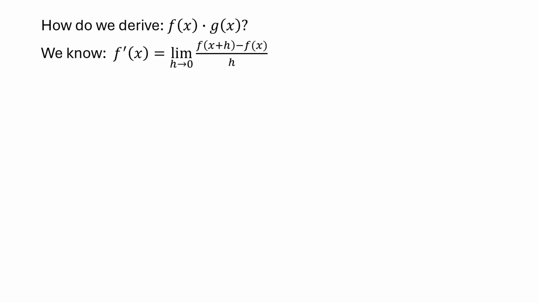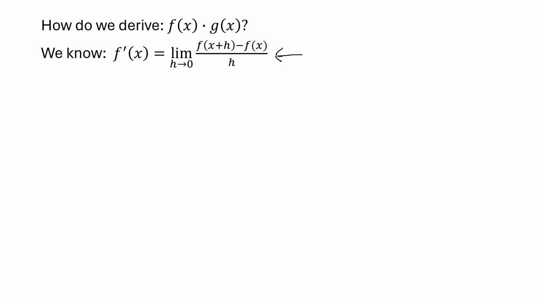Now, unfortunately, it's not as simple as you would hope it would be. Your hope would be that you could just derive each one separately like you could for addition and subtraction. That is unfortunately not the case. So we're going to use the limit definition of the derivative. We already know this: the limit as h goes to 0 of f of x plus h minus f of x over h is equal to f prime of x.